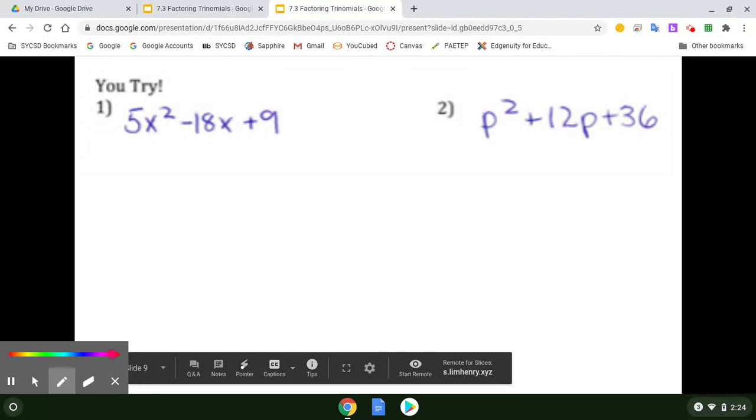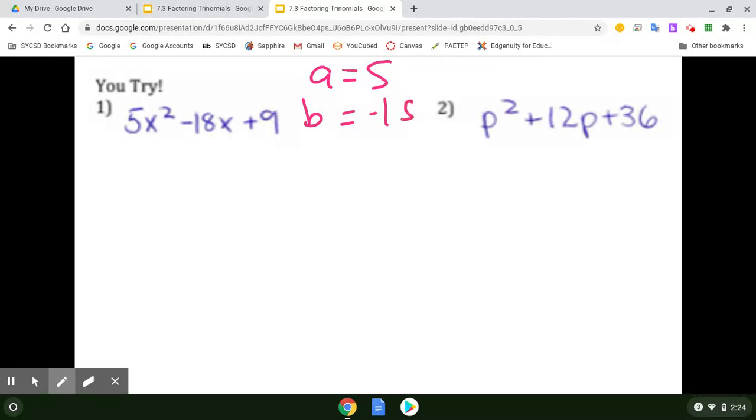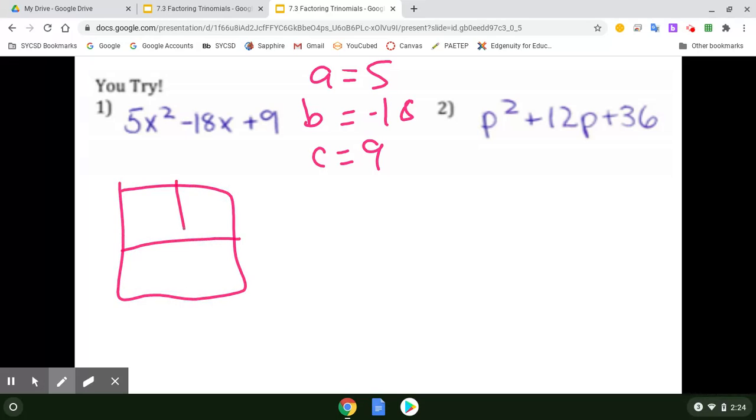So I do want you to try these two on your own, but for number one, I will get you started. So a is 5, b is negative 18, c is 9. We know that the first term and last term are diagonal, so 5x squared is diagonal from 9. So I will leave it up to you to figure out this box and this box. Go ahead and pause to try both of these, and then you can unpause once you've tried, and I will share the answers with you.